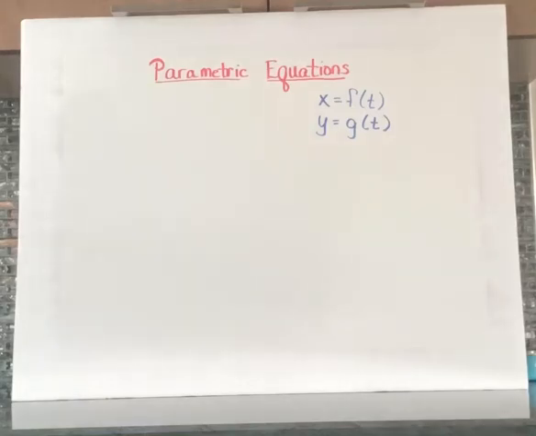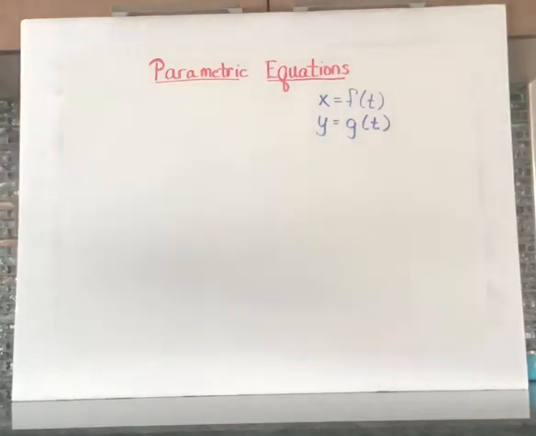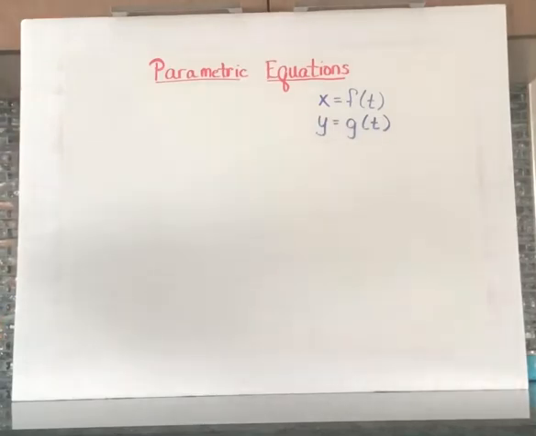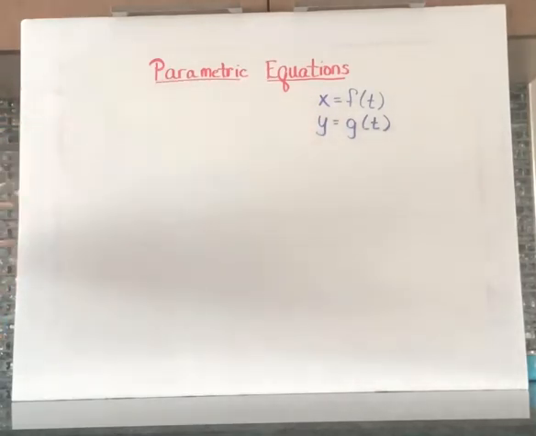Our next lesson will be on parametric equations. An example of a parametric equation looks something like what you have over here. T is called our parameter, and for every value of t, it corresponds with a different x and a different y value. We'll go through some examples shortly.